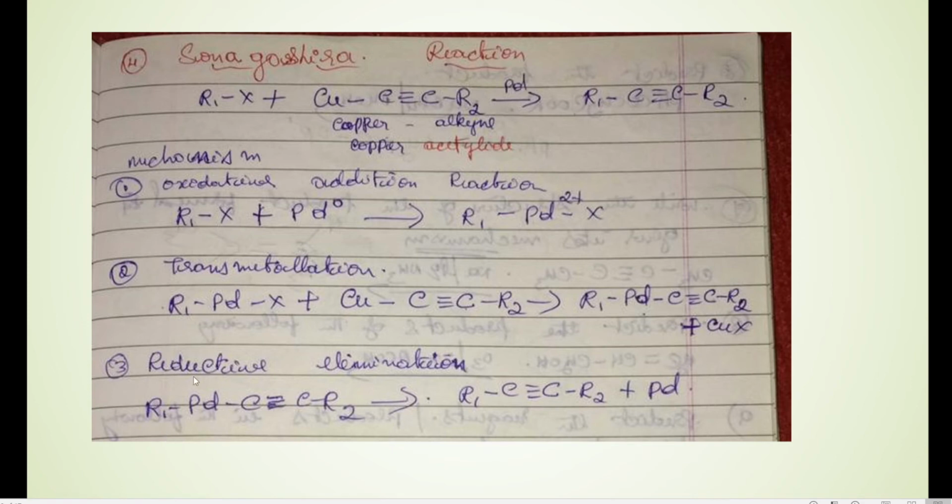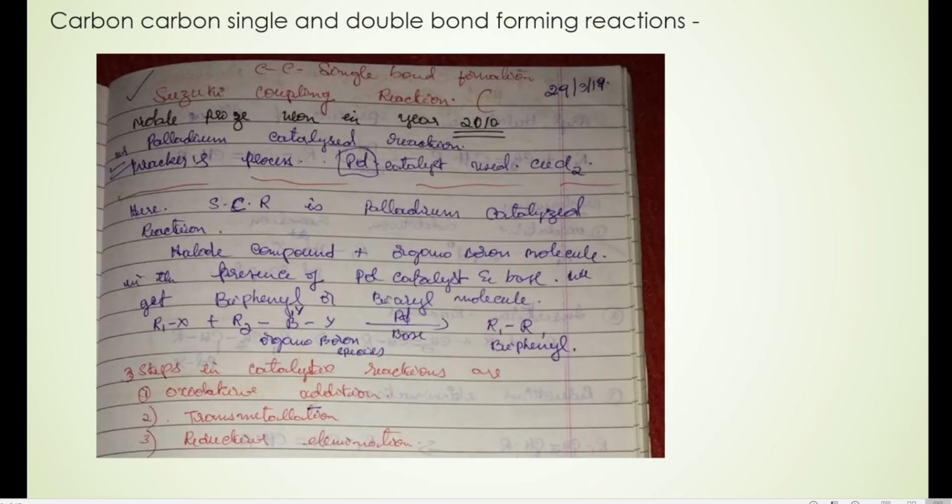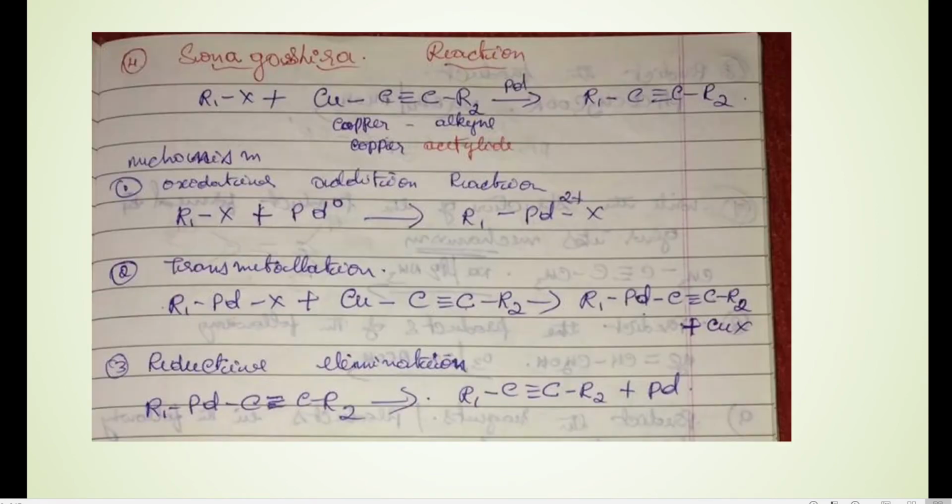So palladium gets eliminated in this step and you get R1 C triple bond C R2, plus palladium is got back as a catalyst. So this is one more example of a carbon-carbon single bond forming reaction. So what are the different carbon-carbon single bond forming reactions? All of them use palladium as a catalyst, and all of them follow the basic three steps, that is oxidative addition, transmetallation and reductive elimination. The different reactions are Suzuki coupling reaction, Heck reaction, Negishi reaction, and the fourth one is the Sonogashira reaction.